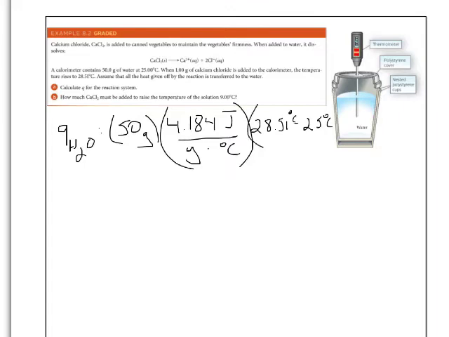degrees C. Okay, so QH2O is going to be equal to, so we just multiply. So it's 50 times 4.184 times the difference, which is 3.51, and we get Q is equal to 734 joules.